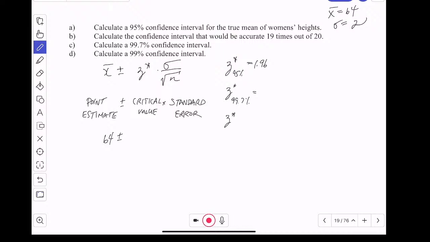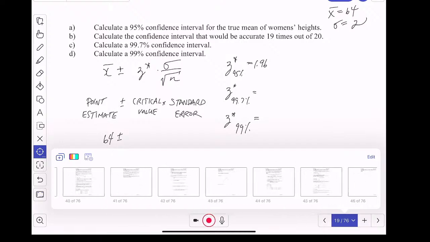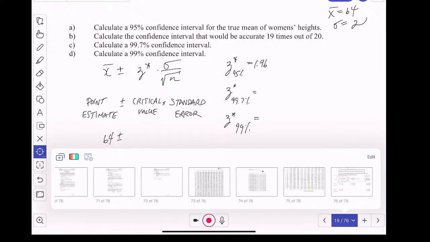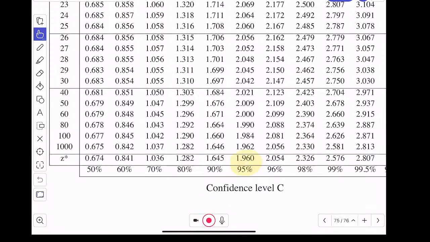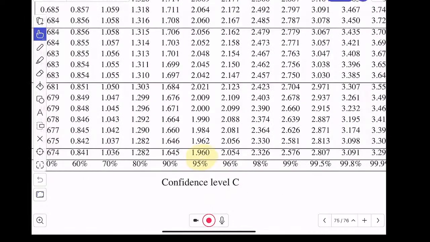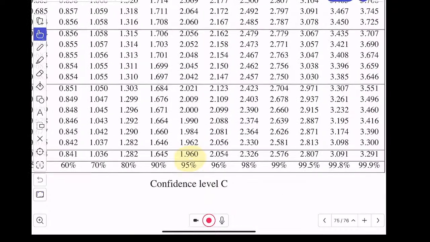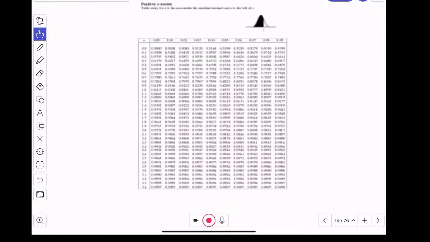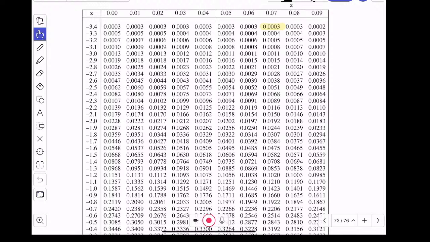And we want the Z star for 99%. So let's see where we're going to find those. This one I just pulled off of that T table at the very bottom where the Z scores are. Let's see if 99.7 is on that table, because it only has a few. So 99.7 is not on this table. So what do we do when the value is not on the table? We have to go back to our first principles and use the Z table.